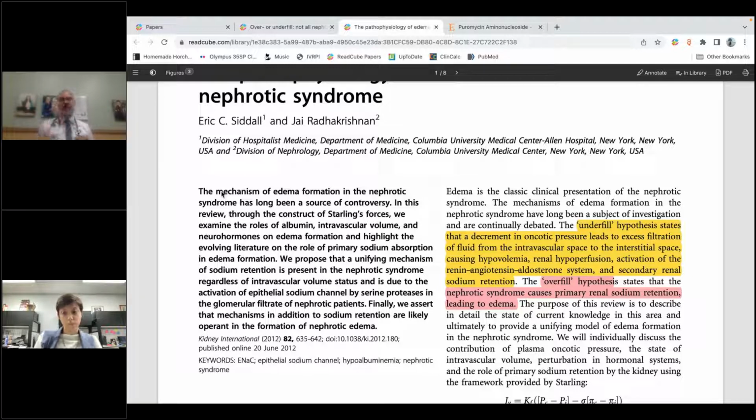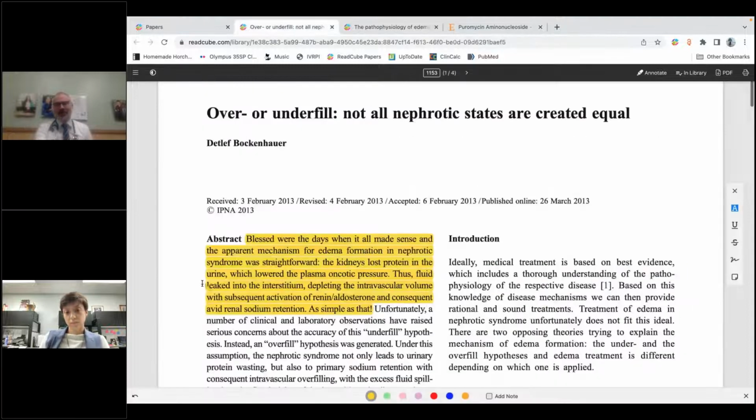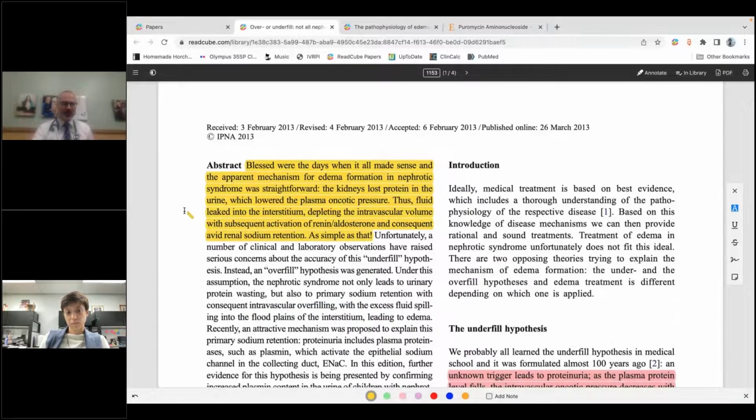But in those patients who develop edema, there have been a couple of schools of thought to explain it. And I'll jump back very quickly to the editorial because I like the way that they started their abstract because it was a simple description that was convenient, but unfortunately was not true. And so they started their abstract in saying, "Blessed were the days when it all made sense and the apparent mechanism for edema formation in nephrotic syndrome was straightforward.